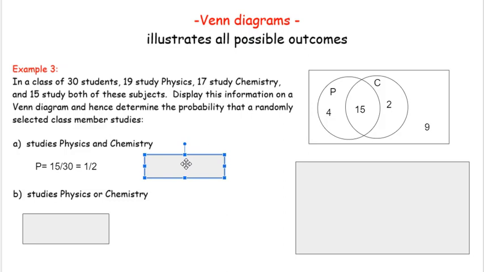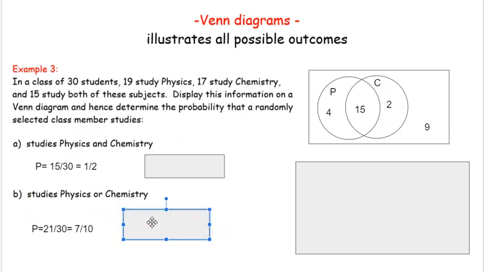Studies physics or chemistry? Anybody want to raise their hand and share that one? Go ahead, Adam. Is it 6 out of 30? Anybody else have 6 out of 30? A couple people have 6 out of 30. So if they're thinking 6 out of 30, it's because you're forgetting that the or is inclusive, meaning it could be chemistry or physics or both. Let's give Adam a chance to fix that. So Adam, if it could be chemistry or physics or both, how many people would that be? Very good, 21 out of 30. And then that will simplify.